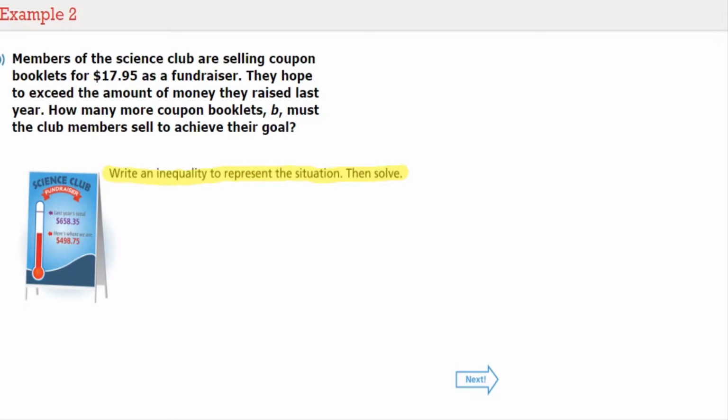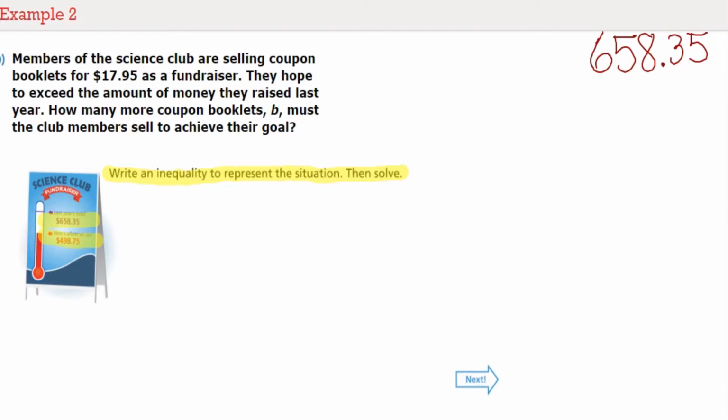So I want you to go ahead and pause this video and practice building the inequality and press play to see if you have it correct. And remember, just like equations, you should have your total on one side by itself. In this case, our total is $658.35. Because if you look right here, it says last year's total was $658.35. And then we also have to use this information to build our inequality.